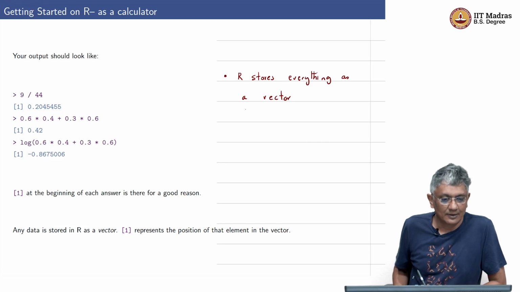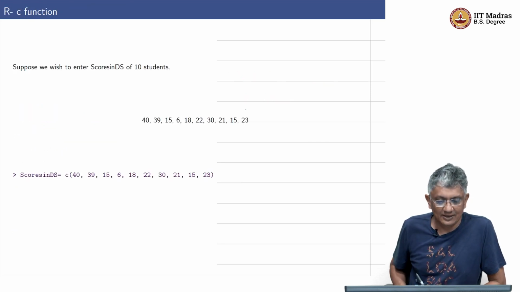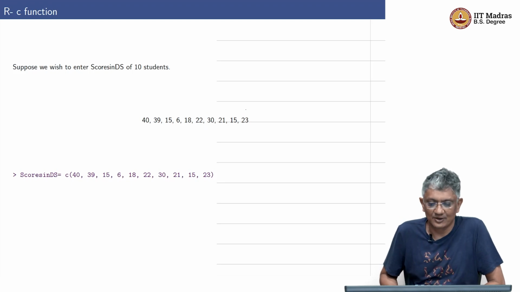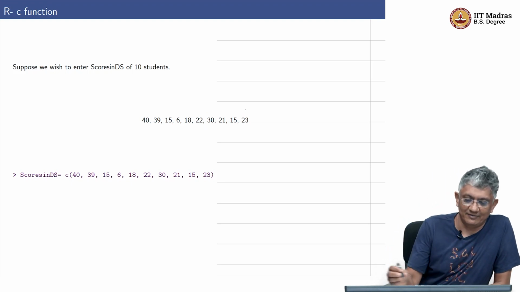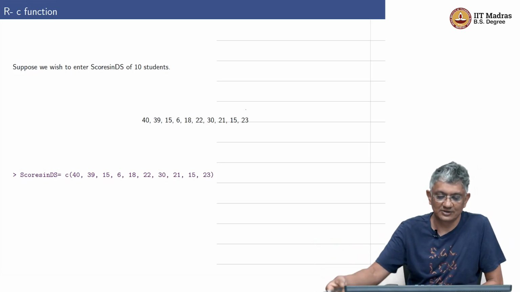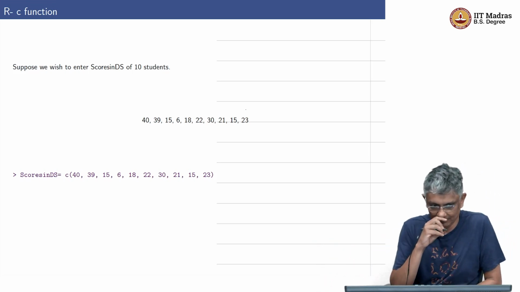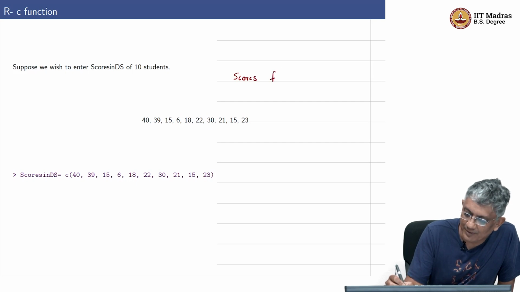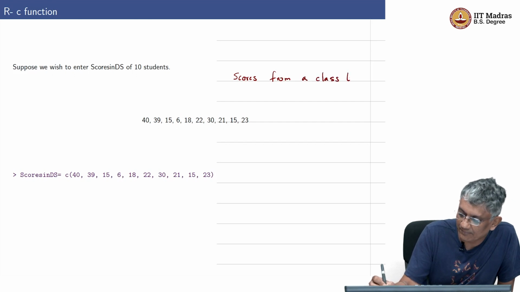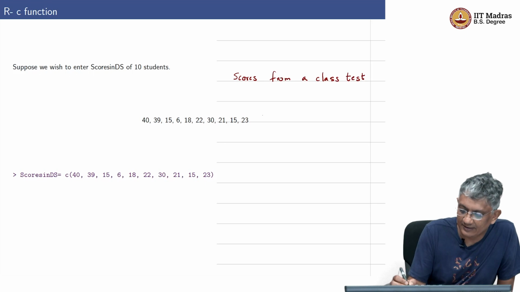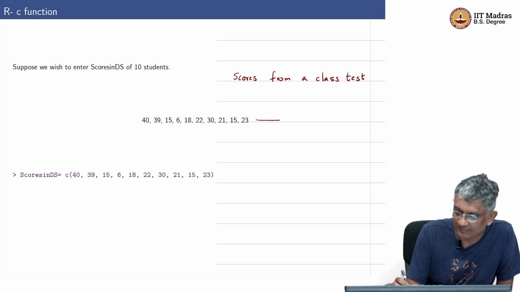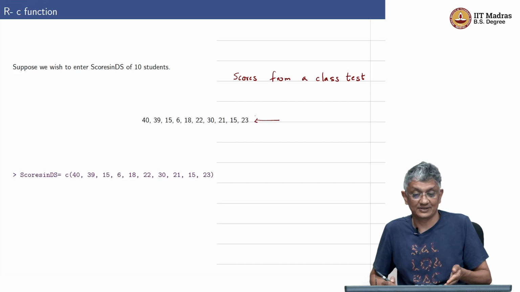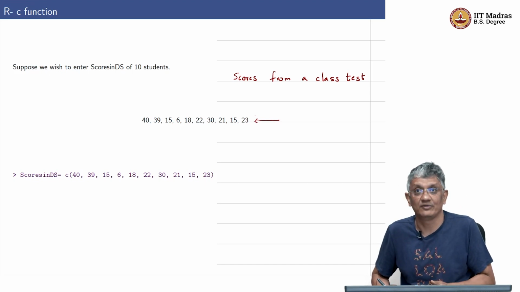So this we have seen now. Next, I'll do a simple computation for you. Let's say I want to enter scores of 10 students. So here are the 10 students, and these are the scores from a class test, let's say. The scores are 40, 39, 15, 6, 18, 22, 30, 21, 15, 23.